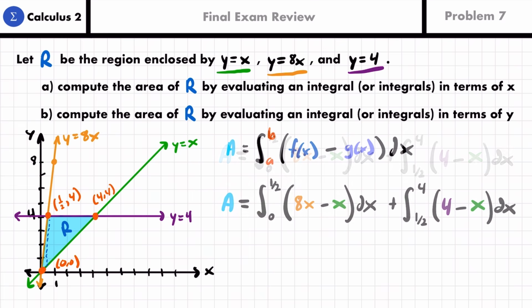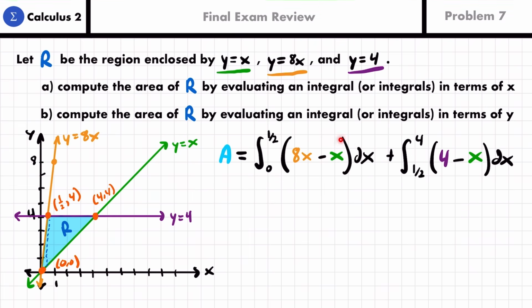Now let's solve them. I want to start by simplifying this integral. 8x minus x is just 7x. So we can pull that 7 out to the front and have that this is equal to 7 times the integral of x dx from 0 to 1/2, and then that will be added to the integral from 1/2 to 4 of 4 minus x.